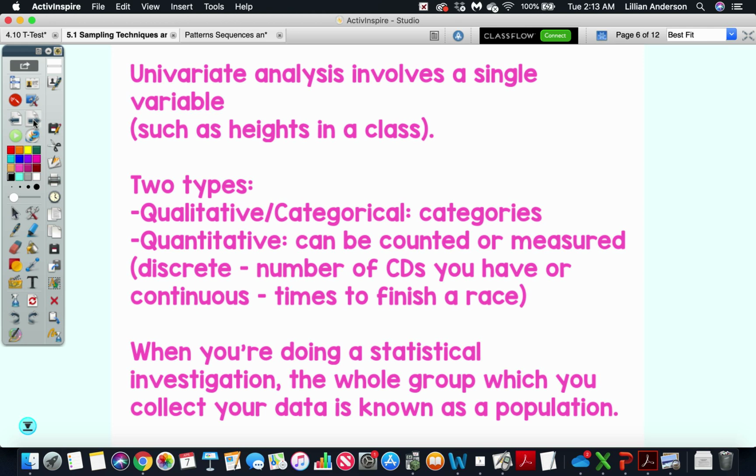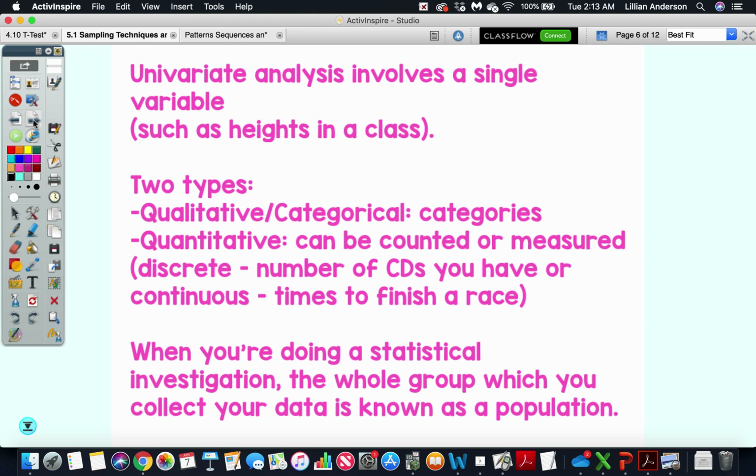Quantitative is data that can be counted or measured, such as the number of CDs you have and the length of time it takes you to finish a race. Within quantitative data, you have two different types of data. You have discrete and continuous. Discrete is things that can be counted, whereas continuous is things that can be measured.